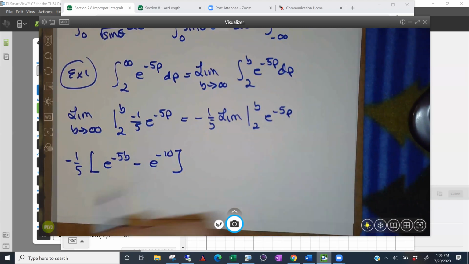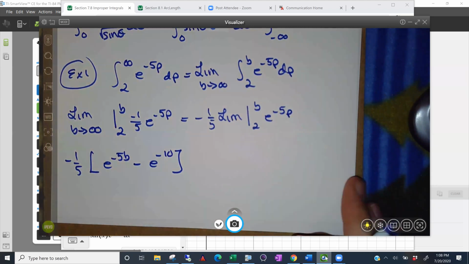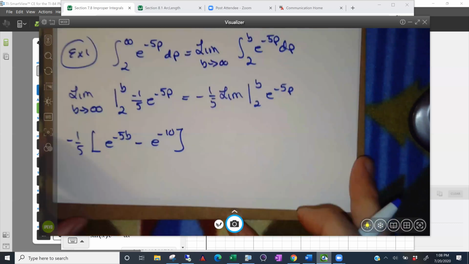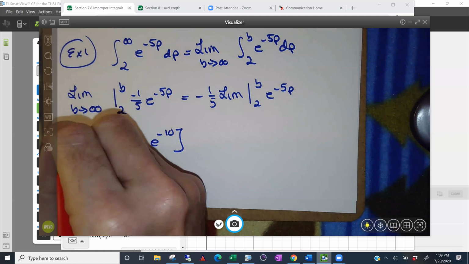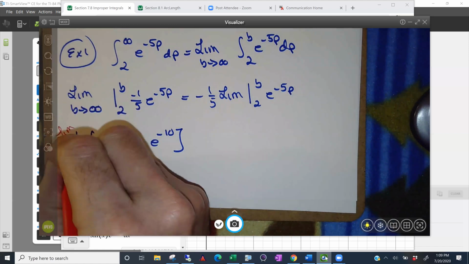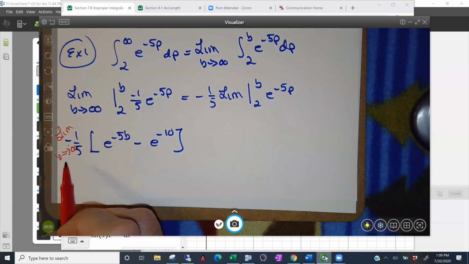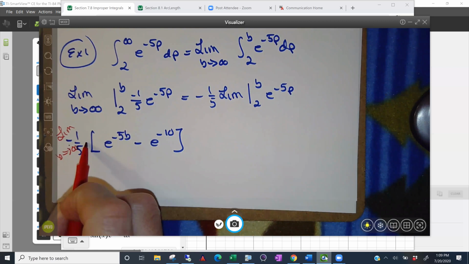Oh, you know, I forgot something. You guys should get down on me. You should be screaming and hollering at me. Wait a minute, Mr. Parent, you made a mistake. What mistake have I made? Did I forget my limits? Yeah, there you go. I need to take the limit as b approaches infinity. That should be right here.